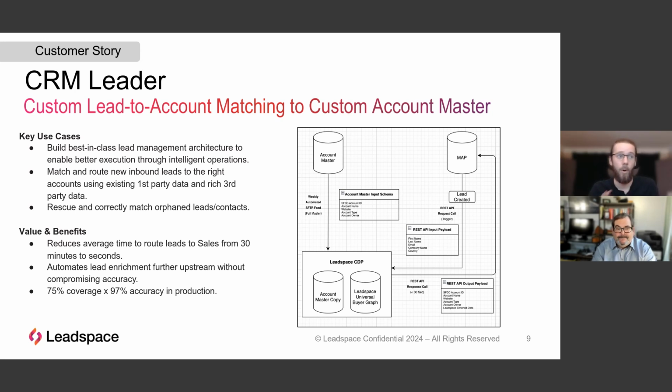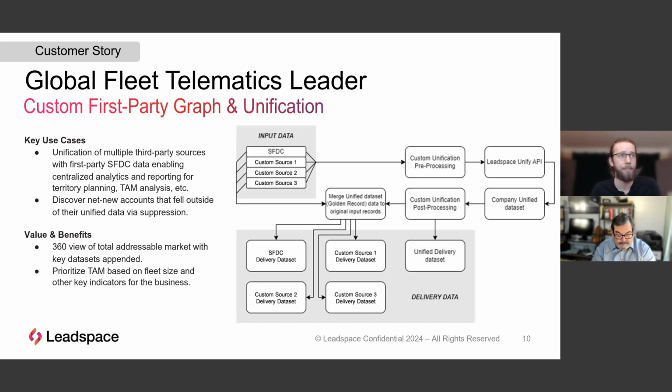And overall, what we saw from a metrics perspective, we had 75% coverage of their inbound leads, and believe me, they get a lot of inbound leads, these guys. And we saw after testing 97% accuracy on the data that made its way into the system in production. So really, really proud of that particular use case there.